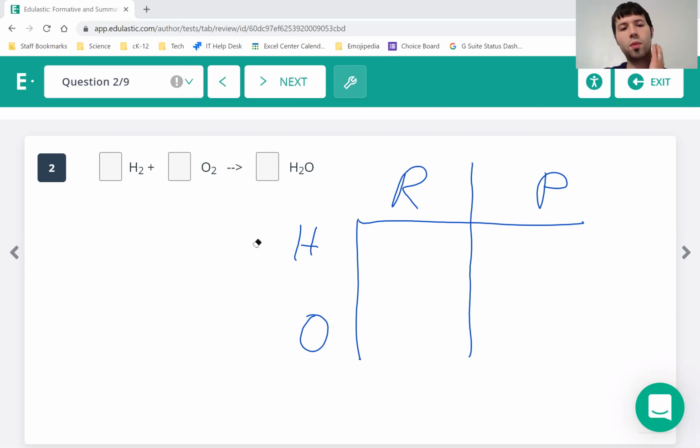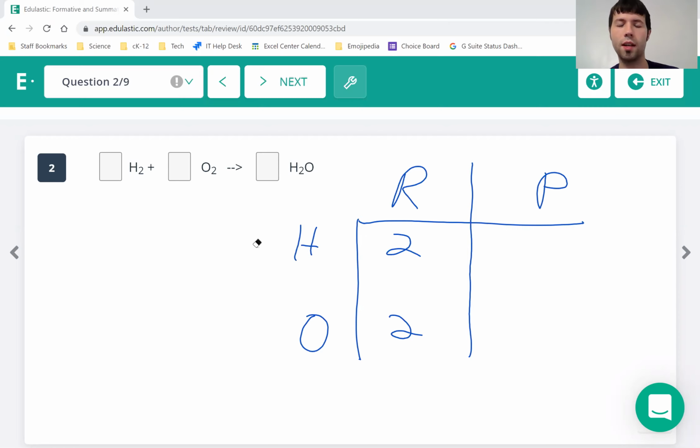Okay, so let's look at this next one here. We have the formation of water, which is actually very similar to hydrogen peroxide, but with one less oxygen atom. So hydrogen gas plus oxygen gas yields water. Okay, so let's start our table. On the left side, H2 means I have a hydrogen molecule with two atoms. O2, well, that's two oxygens.